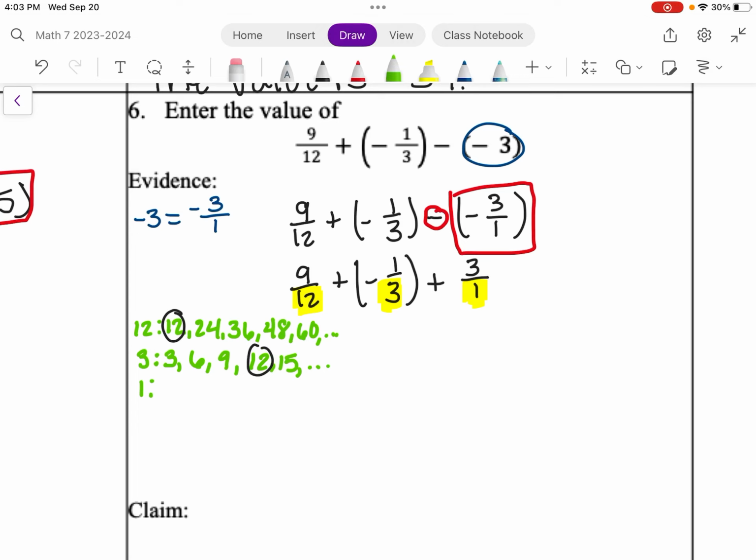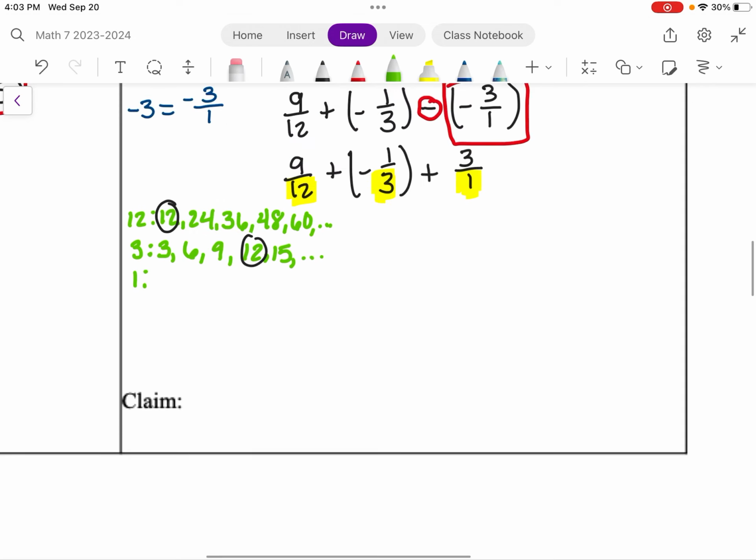Okay, and I know my multiples of 1. Anything multiplied by 1 is going to be itself. So my list is just going to be 1, 2, 3, and so on. I'm going to eventually get to 12. Okay, and it can keep going after that. So meaning my smallest common denominator, my lowest common denominator, is 12.